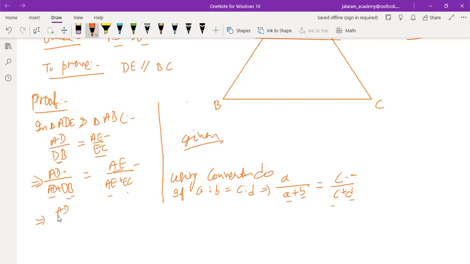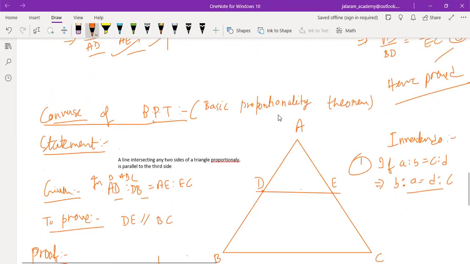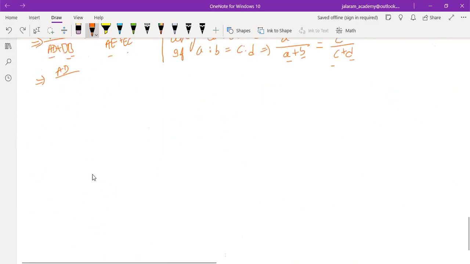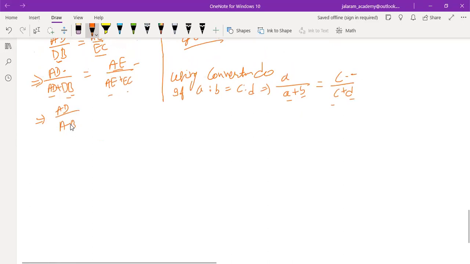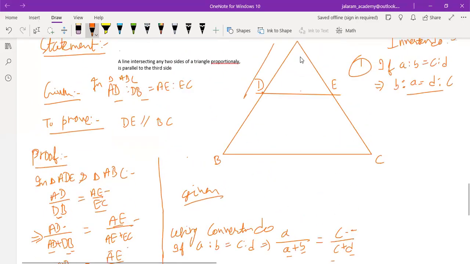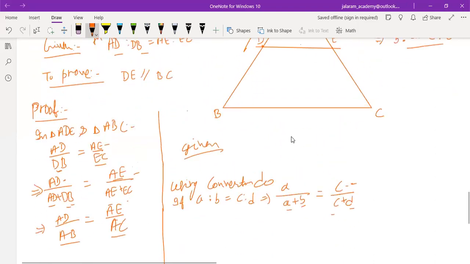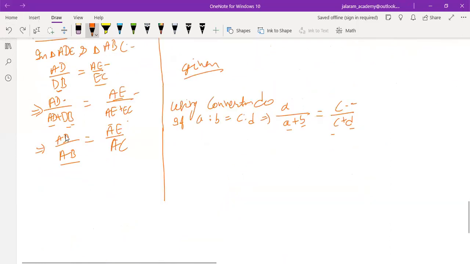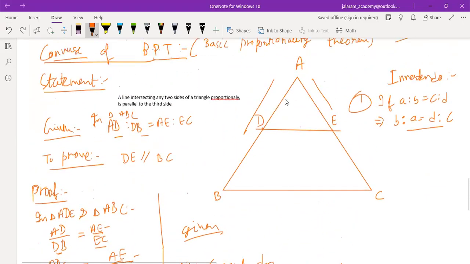Now look at the figure. AD plus DB is equal to AB itself. So we can write AB, and AE plus EC is AC. So the numerators are the sides of triangle ADE, and the sides in the denominator are the sides of triangle ABC. Now look at the angle between the sides of triangle ADE.